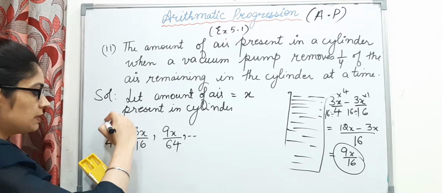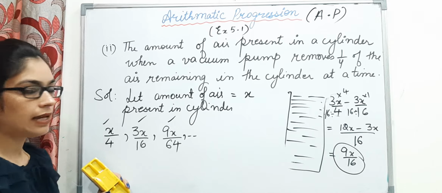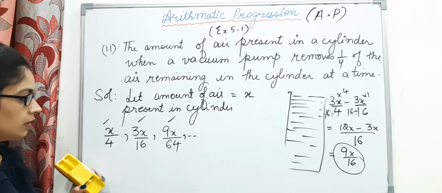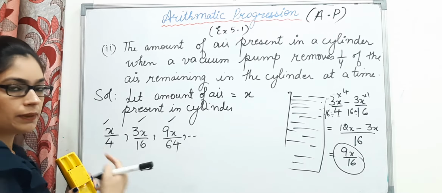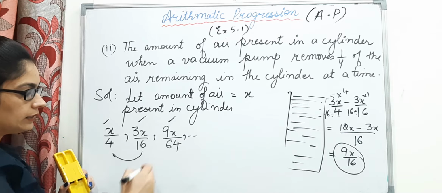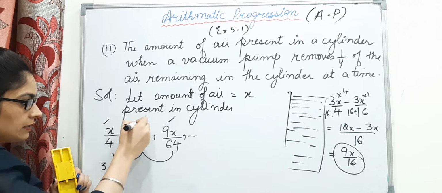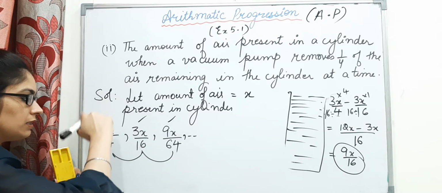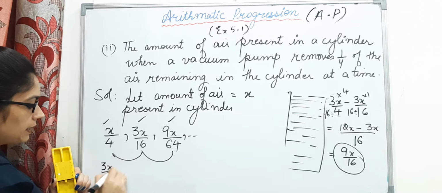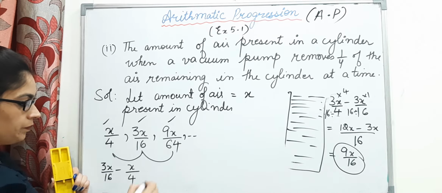See, our first term is x by 4, second term is 3x by 16, sorry, third term is 9x by 64. So we will check whether the difference of these two is equal to the difference of these two. So let's check now. Always successive term minus preceding term: 3x by 16 minus x by 4.